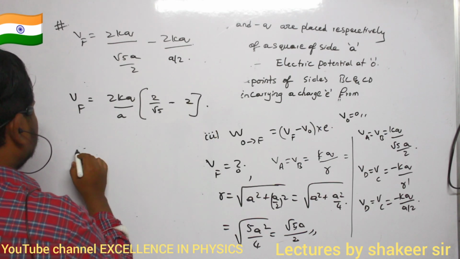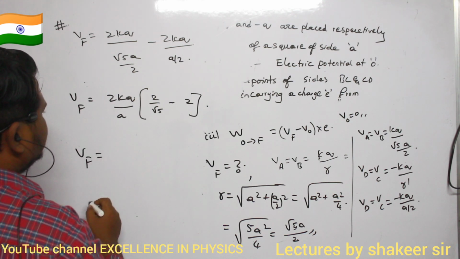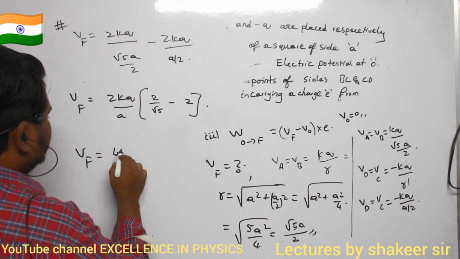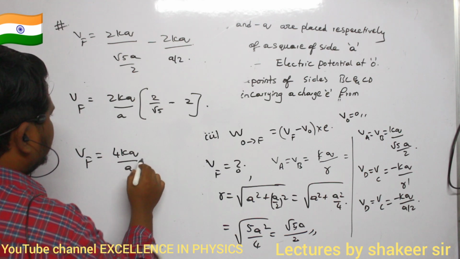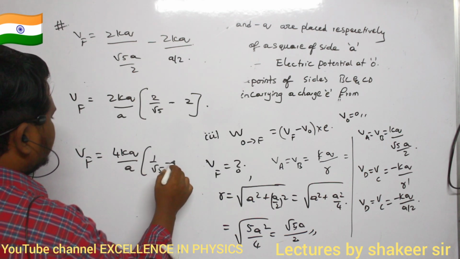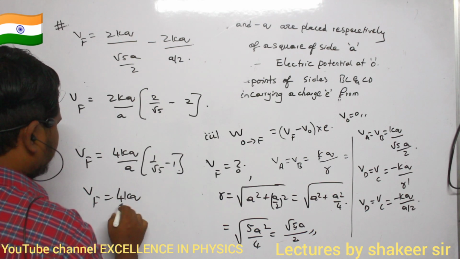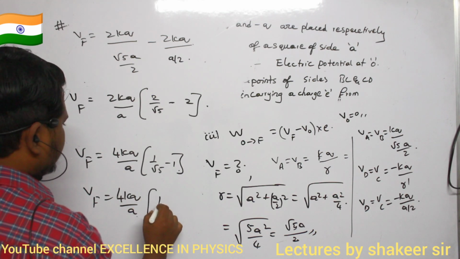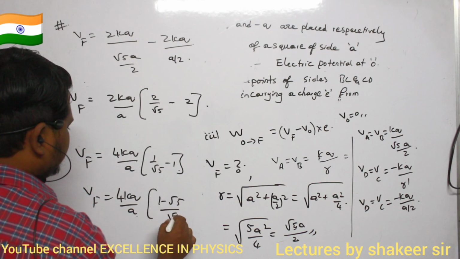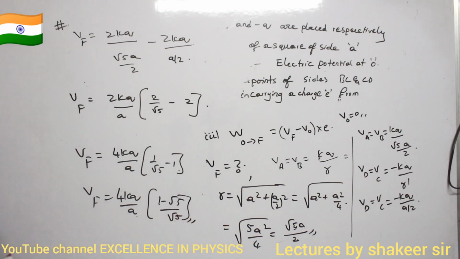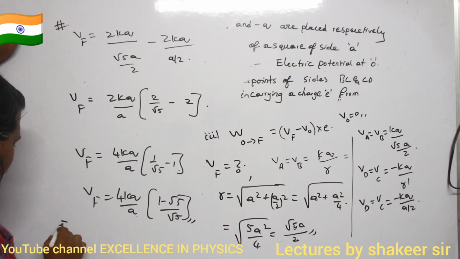So the potential at point F is equal to 2, and if I take common, 4kq divided by a multiplied by 1 by root 5 minus 1. So the potential at point F is equal to 4kq divided by a into (1 minus root 5) divided by root 5. So I got the value up to here, no? Can't I calculate the work done now?